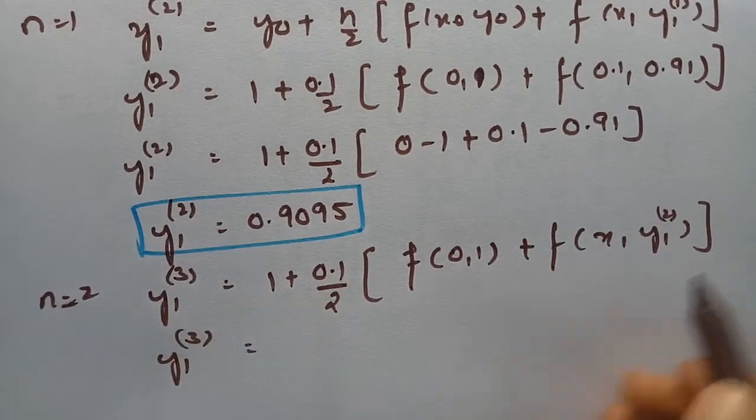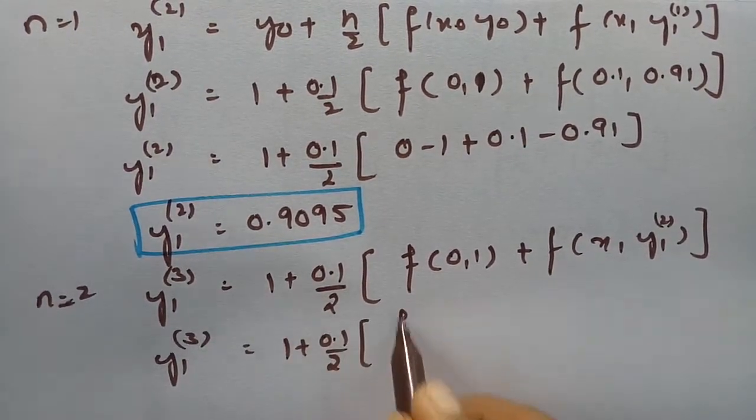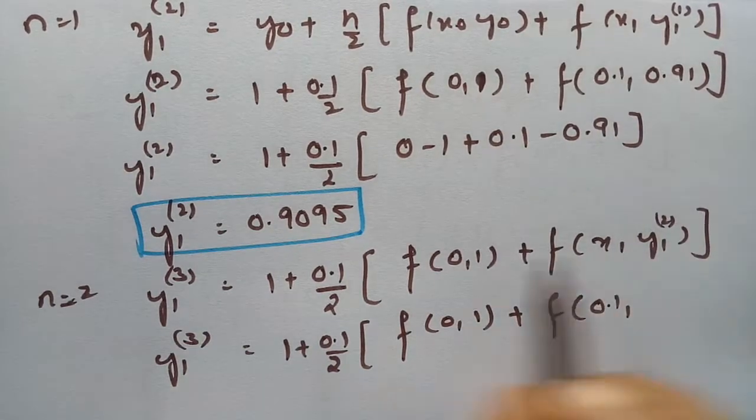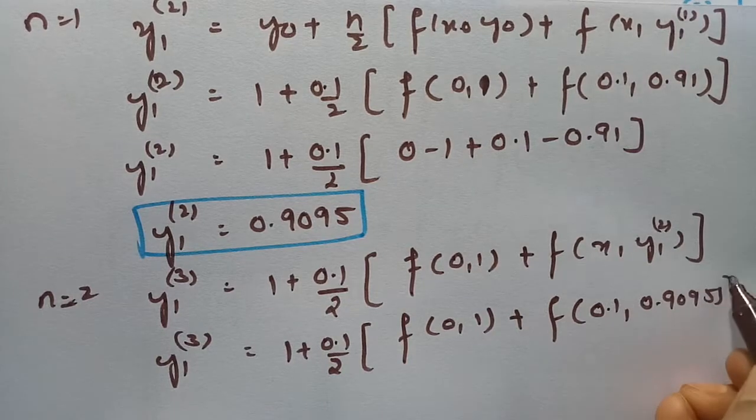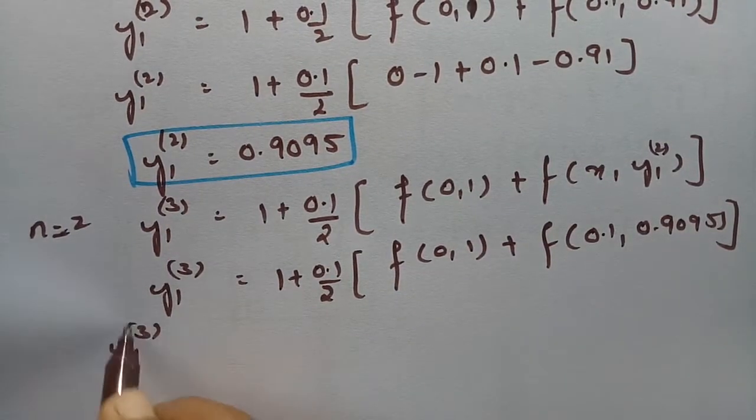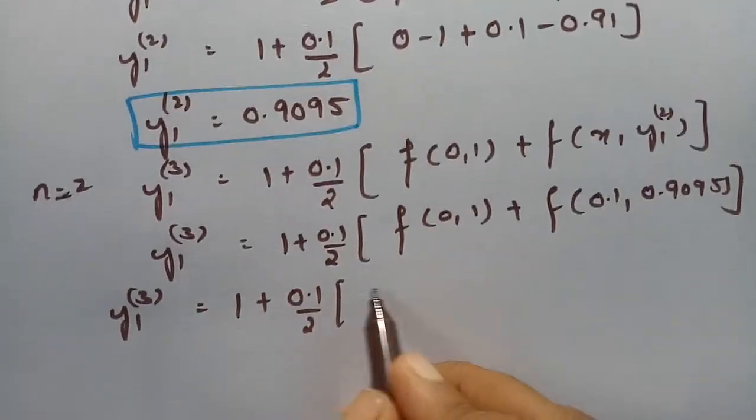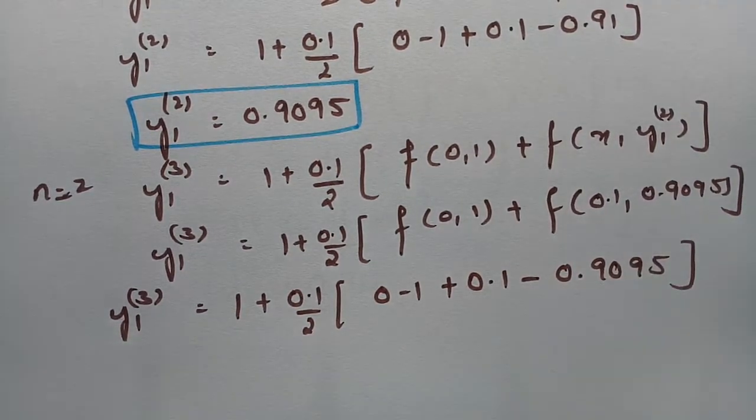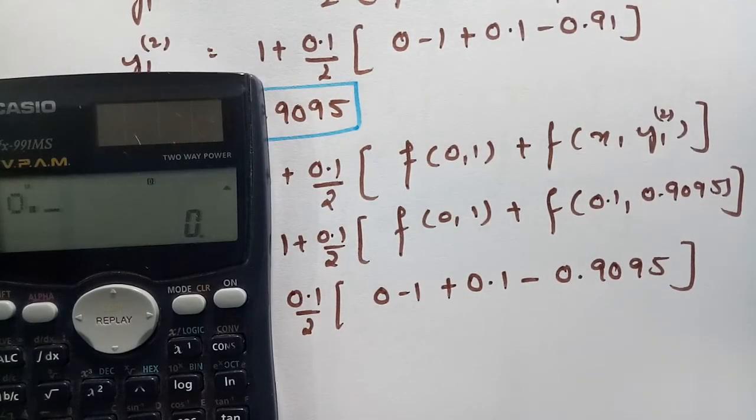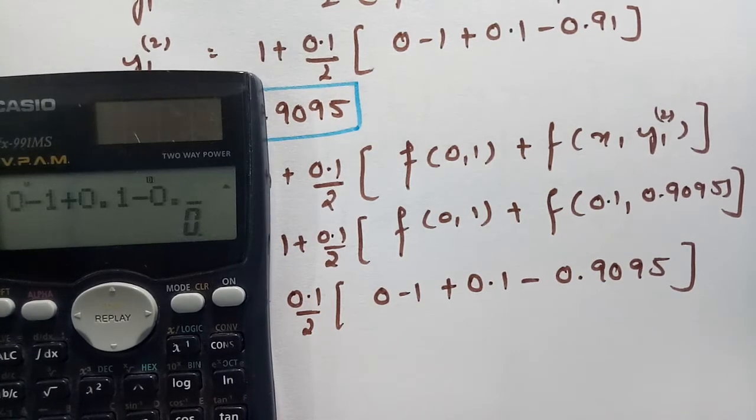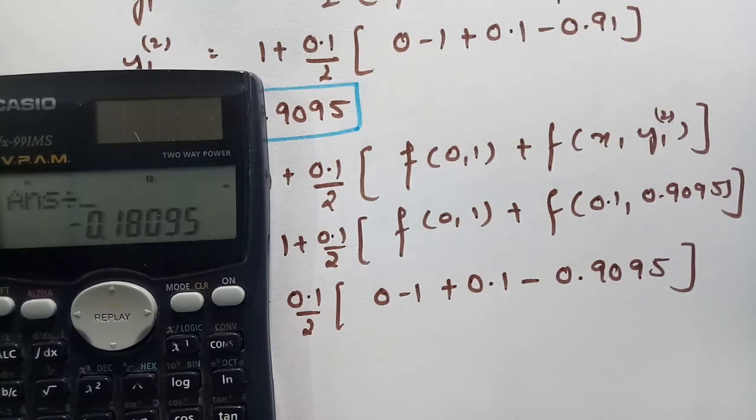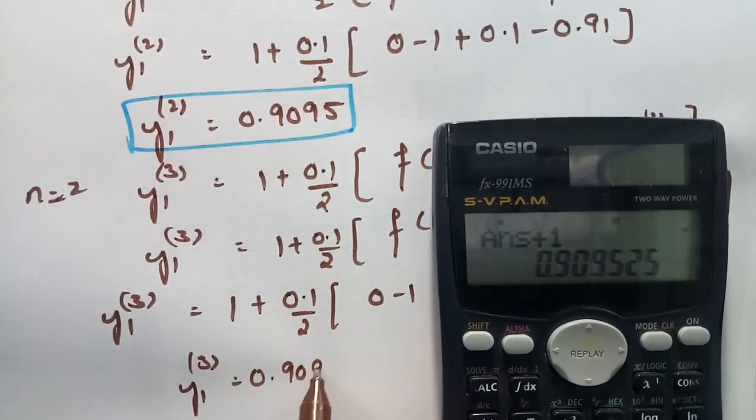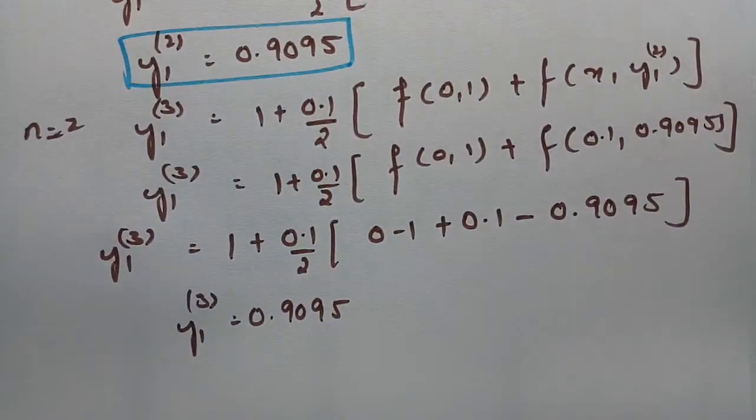So nothing changes except this last value, that is 1 plus 0.1 by 2 plus f of x0 is 0 and y0 is 1, plus f of, what is x1, 0.1, and y1 at 2, the latest value here is 0.9095. See here what happens, y1 at the third approximation is equal to 1 plus 0.1 by 2 plus x minus y, this is 0 minus 1, this is 0.1 minus 0.9095. So what is the answer here? This is 0 minus 1 plus 0.1 minus 0.9095 into 0.1 divided by 2 plus 1. So what is the answer for this? So y1 at the third approximation is 0.9095 again.